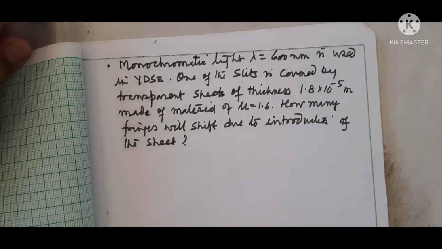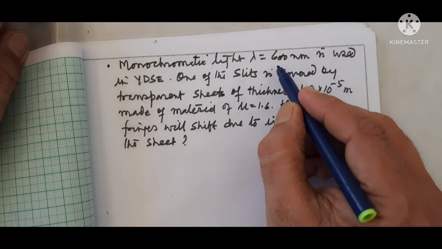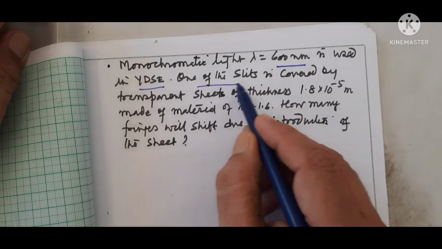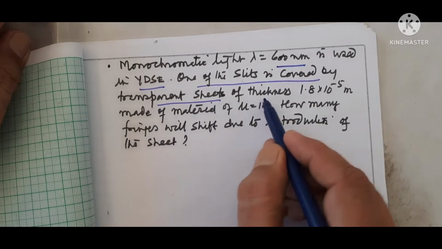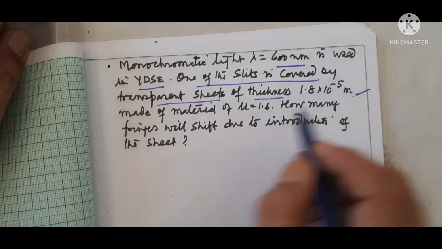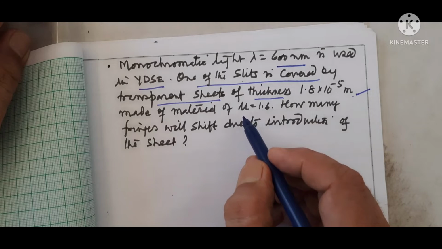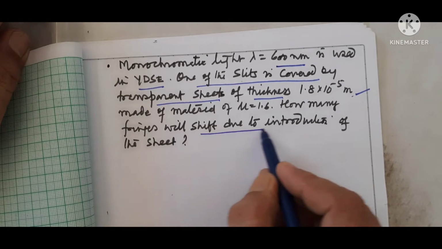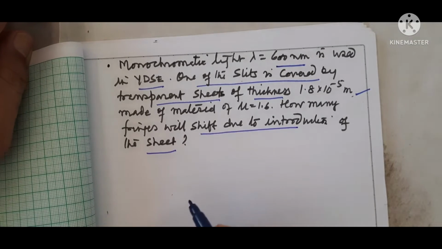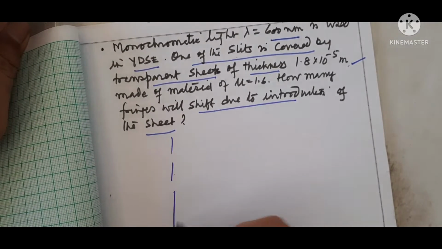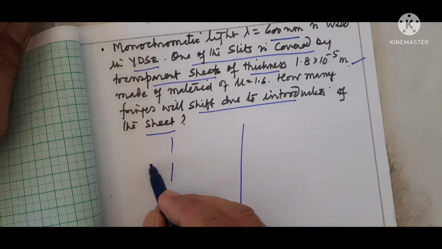Monochromatic light of wavelength lambda equal to 600 nanometer is used in YDSE. One of the slits is covered by a transparent sheet of thickness 1.8 into 10 to the power minus 5 meter, made of material having refractive index 1.6. How many fringes will shift due to the introduction of the sheet? So this is the case of monochromatic light in YDSE.